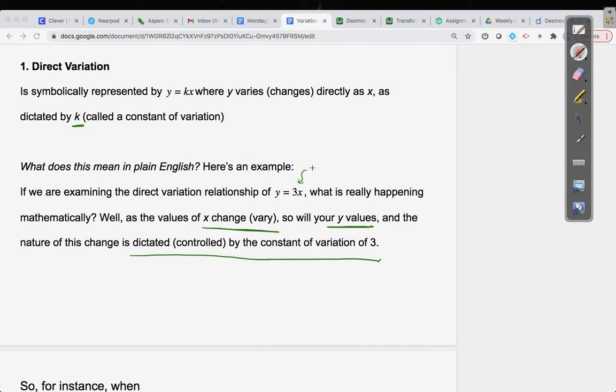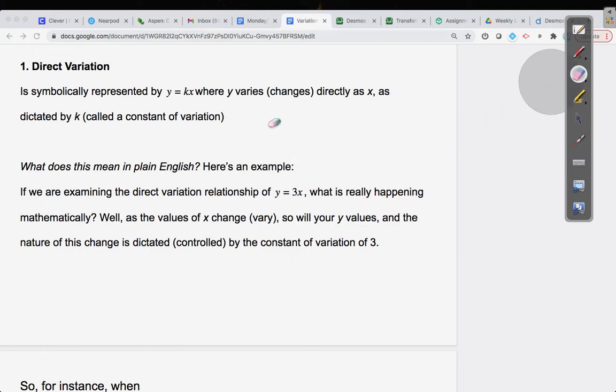This constant of variation can be any number you can imagine: positive, negative, decimal, rational, irrational. As long as there is a constant of variation, it will control the nature of the relationship between x and y. Incidentally, some people call these direct variation, some people call these direct proportion relationships, where they will say y varies proportionally as x, and you'll see why that is in just a few minutes.